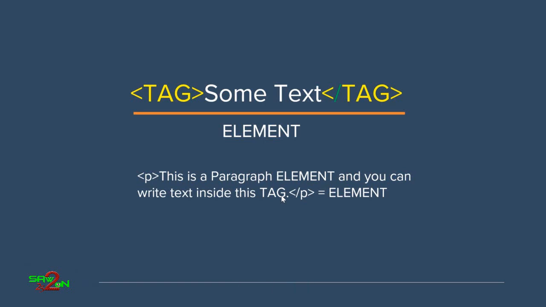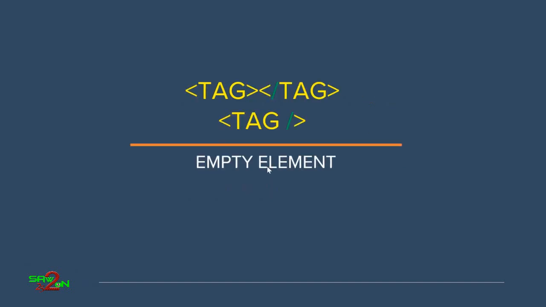Okay, so that's basically the difference between a tag and an element. An element is the complete thing, while a tag is just the opening tag and the closing tag. Let's look at what an empty tag is. When you don't have data between a starting and a closing tag, you call it an empty tag. An empty tag is also called a self-closing tag.